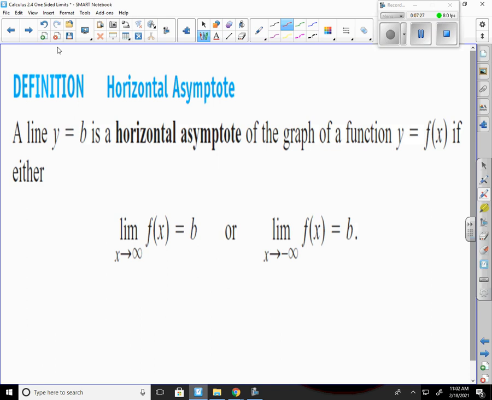That gives us a horizontal asymptote. A horizontal asymptote, a line y equals b, is a horizontal asymptote of the graph of a function y equals f of x if either the limit as x approaches infinity of the function is equal to b, or the limit as x approaches negative infinity of the function is equal to b. So if I have a horizontal asymptote, it tells me that the limit of the function has to be equal to whatever my horizontal asymptote is.